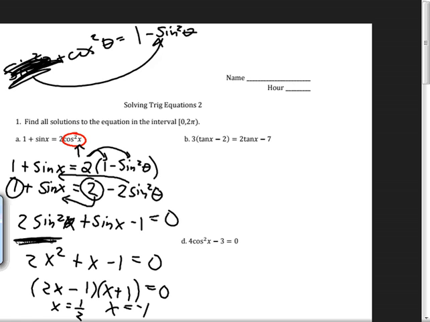Can I just be done right there? I got two answers. Nope, because why? Needs to be solved. I got to substitute x back in for what? Sine x. That one I have memorized. I told you it would come up like 500 times. Sine of what is a half? 30 degrees, also known as pi over 6.